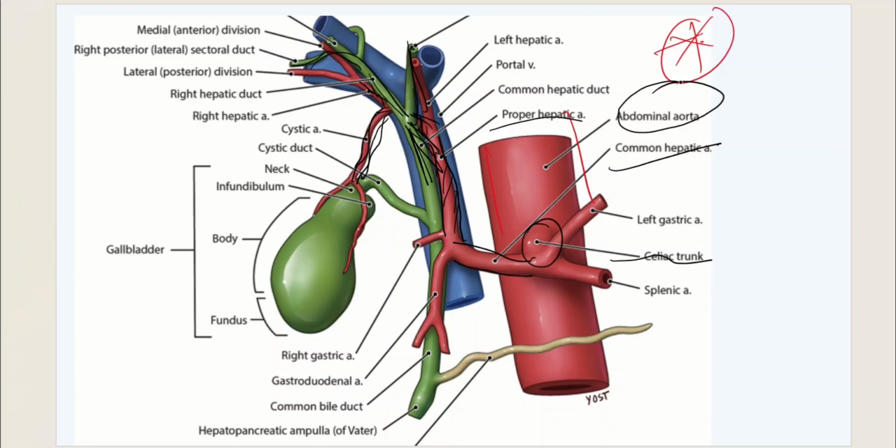Again, the hepatic duct forms the common hepatic duct. Then with the cystic duct they join to form the common bile duct. This common bile duct is coming down and joins the pancreatic duct. This white color is the pancreatic duct. They join at the ampulla of Vater.